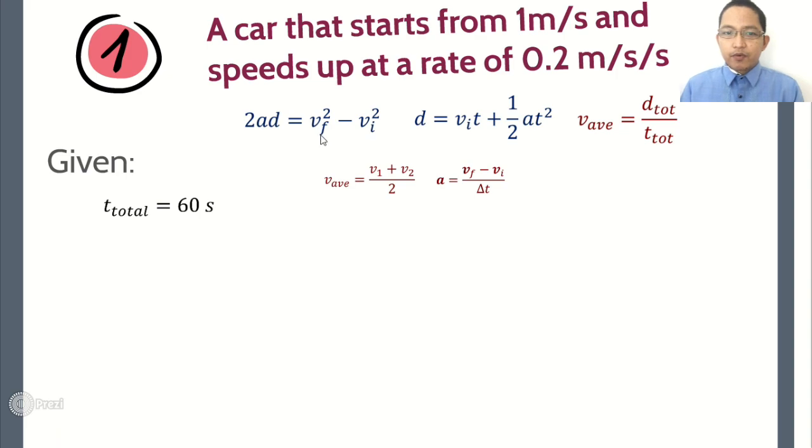List down the givens for the first case. Time total is still 60 seconds. Initial speed is 1 meter per second.